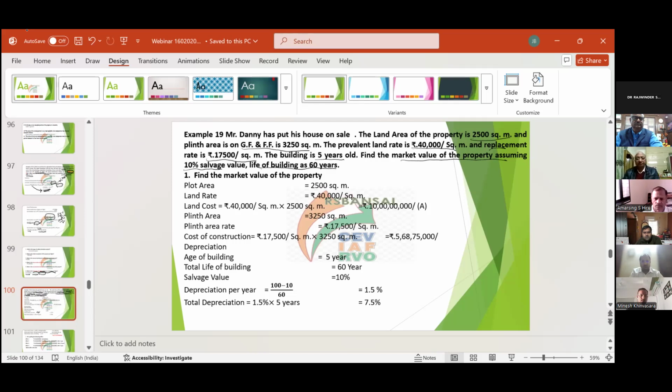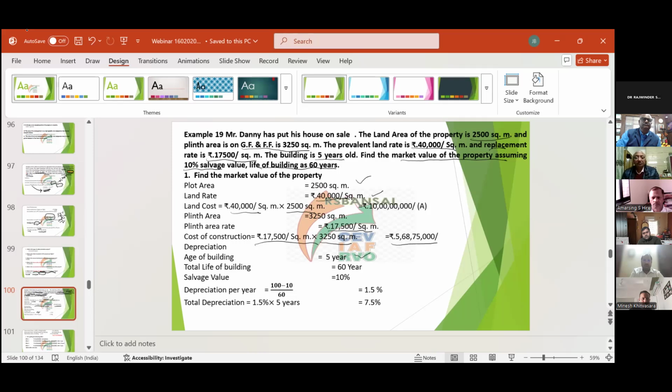So it is as simple as it is. You just calculate the cost of land and you calculate the depreciated replacement cost of the building. You add up, that will give you the value of the property. See here, plot area is 2,500 square meter. Rate is 40,000 per square meter. You calculate the land cost, which comes out to be 40,000 into 2,500. Then plinth area rate is 17,500 per square meter. Plinth area is 3,250 square meter. So cost of construction is 5 crore 68 lakh 75,000.